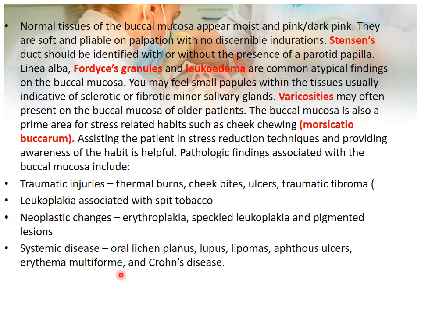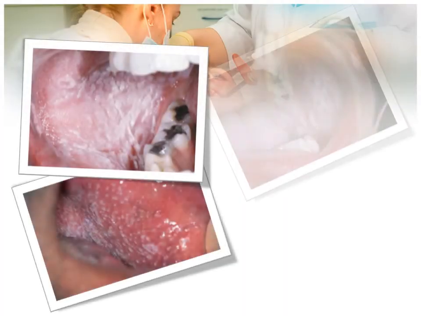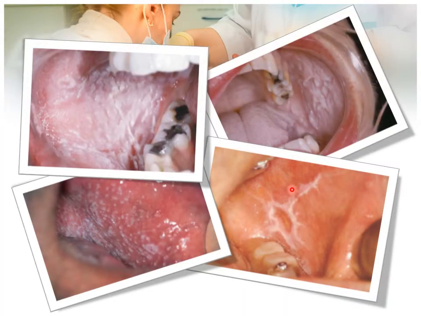Systemic diseases which may occur include erythema multiforme, and sometimes Crohn's disease, which is considered to have multiple ulcerations in the oral cavity, and sometimes it is going to precede the formation of any other types of lesion. As I told you, traumatic injury and leukoplakia may occur also. Here, we could demonstrate the buccal mucosa, and some of the most common types of lesion.